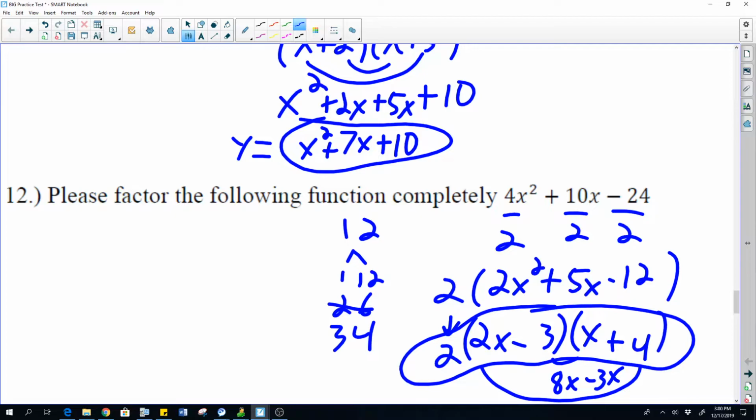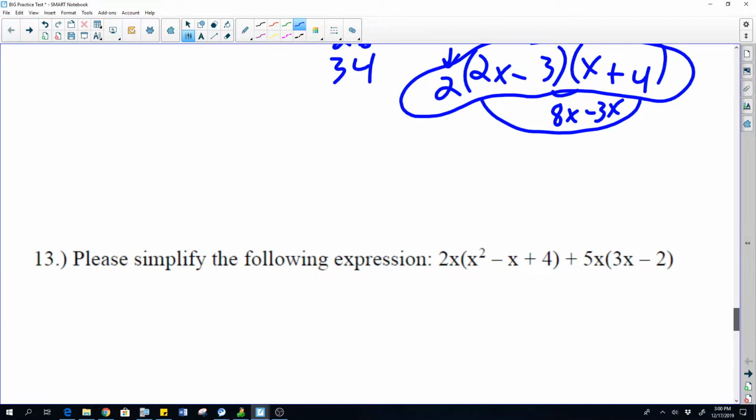I don't know if we need to go as far as grouping. But grouping is definitely when you have four terms, don't forget grouping.